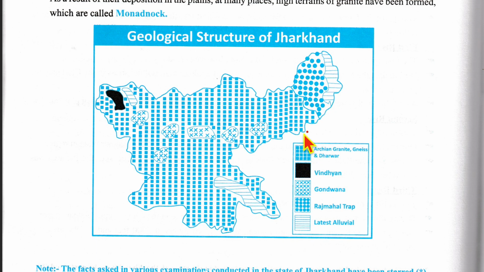So most of it is covered by Archean. Then Vindhyan is covered in a very small segment of Palamu district. Then we have Gondwana, which is covered in the coal-bearing areas of Jharkhand. And then we'll have the Rajmahal Trap, which is in the Rajmahal Hill area. And then we have the latest alluvial, which is found in two different segments. One is the Swarnrekha segment and the second one is the Ganga segment. That'll be all for this video.